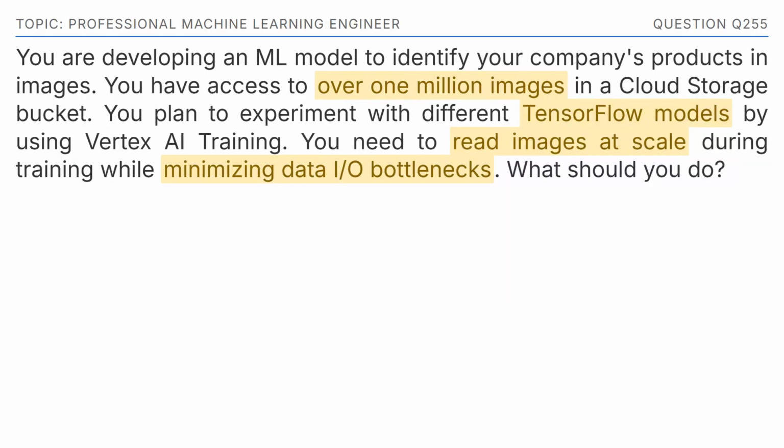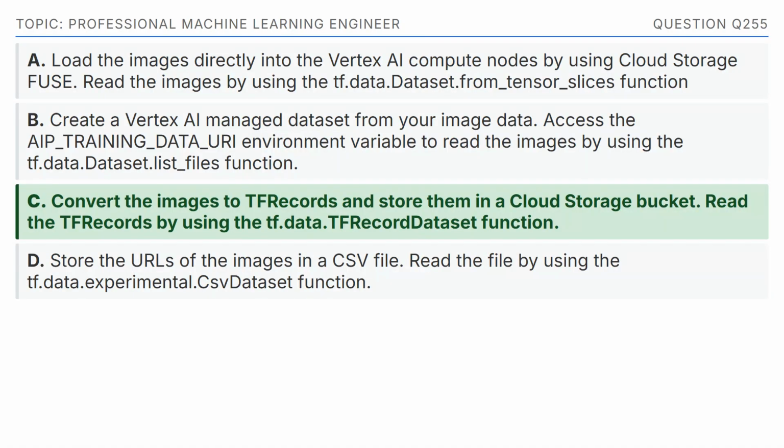To arrive at the correct answer, we focus on the keywords: over 1 million images, TensorFlow models, read images at scale, minimizing data I/O bottlenecks. The correct answer is option C, convert the images to TFRecords and store them in a Cloud Storage bucket. Read the TFRecords by using the tf.data.TFRecordDataset function.